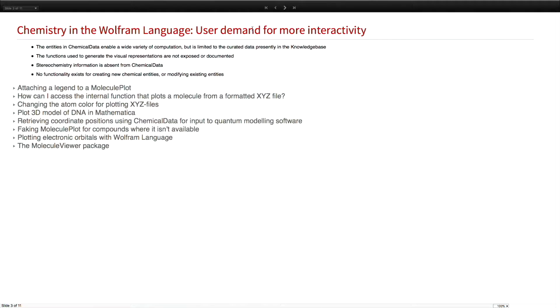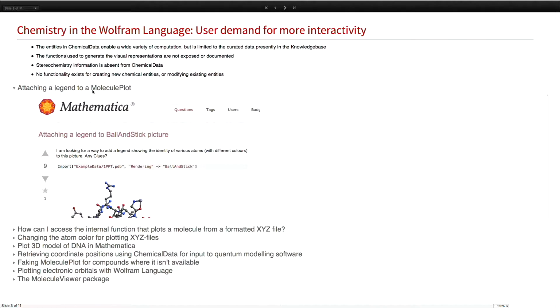But there has always been a demand for more. So here I'm looking at a bunch of questions that were asked on the Stack Exchange. So people talk about the fact that there's no stereochemistry information in chemical data, how the functions used to visualize things aren't exposed to the user, so their options aren't known, there's no documentation. So people ask, how could I add a legend to one of these plots?